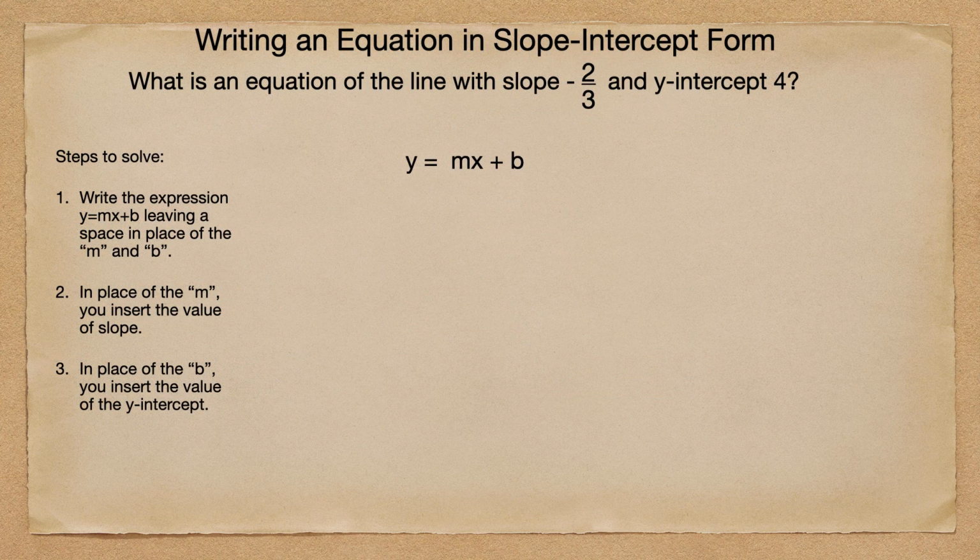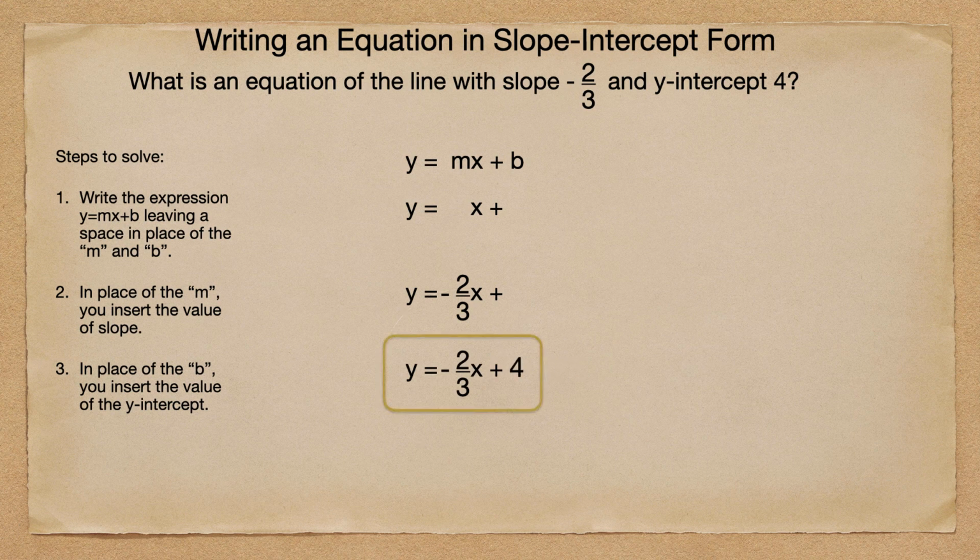Next, we'll take a look at writing in slope-intercept form when we are provided the slope and the y-intercept. We will use the form y equals mx plus b, and in place of m, we will put our negative 2/3 in front of the x. We will put the 4 behind the x. This is now written in slope-intercept form.